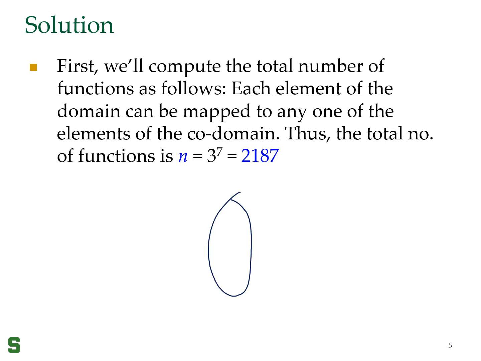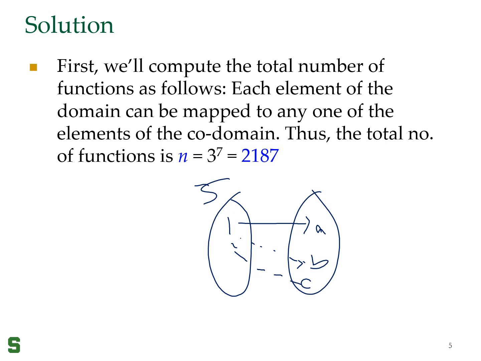So there are 7 elements that I have in set S. Let's look at one of the elements in here. There are 3 possible choices I have, either map it to A or map it to B or map it to C. And this choice I have for every element. So total number of functions that I'm going to have is 3 to the power 7 because I have 3 choices for 1, 3 choices for 2, 3 choices for 3 and so on. So total number of functions I have is 2187.